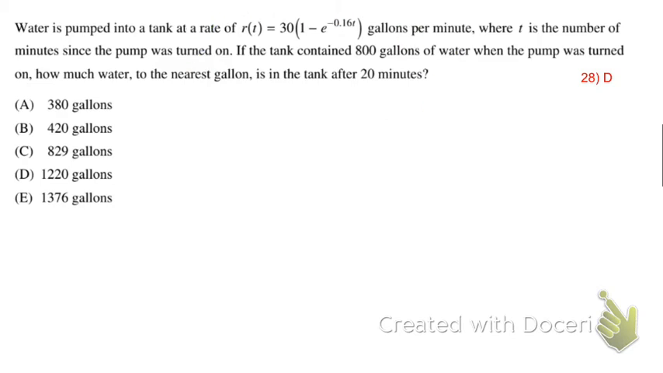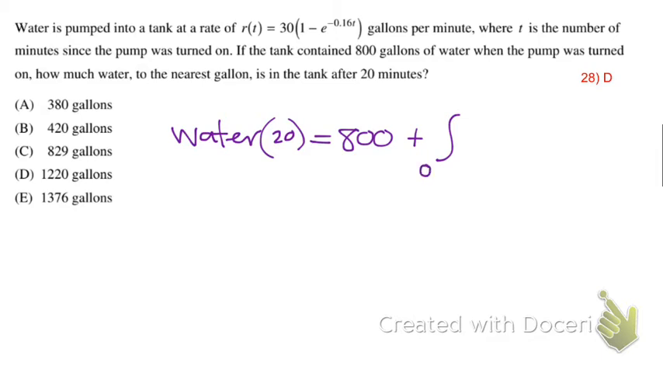So first things first, if I want to know how much water is in the tank after 20 minutes, that means I need to start with how much water was in the tank to begin with, which was 800 gallons. And I need to add the amount of water that has accumulated into the tank. Notice that I'm going to use the accumulation function. So if we started at 0 minutes, and now we have 20 minutes that have passed of this function, R of T dt, if I put this into my calculator, it will tell me how much was there to begin with, 800 gallons, plus how much has accumulated in between 0 and 20 minutes of this function. That will tell me how much water is in there now.